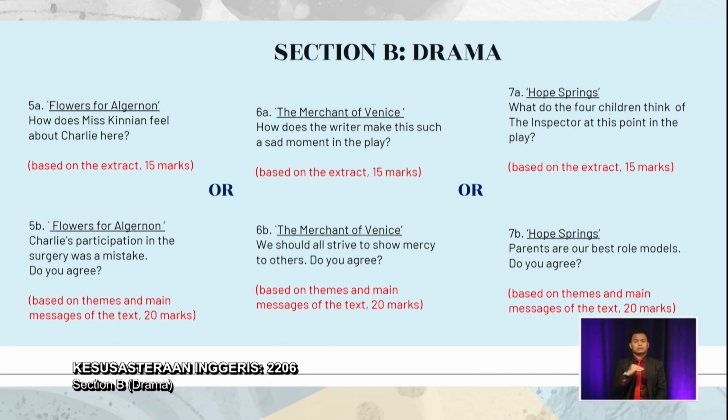If you look at 7A, Hope Springs, the question given could be something like, what do the 4 children think of the inspector at this point in the play? So similarity is rather clear, I think. The focus would be on the passage. The focus would be on what's happened within the parameters of the passage. The focus would be you studying and analyzing the interaction between the characters and responding to the given task.